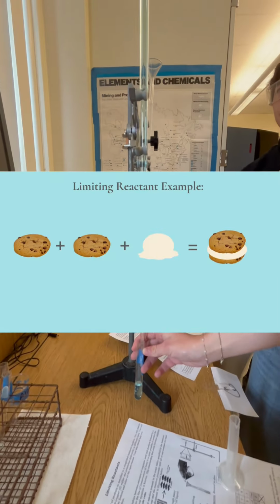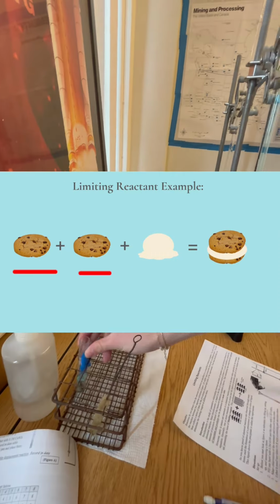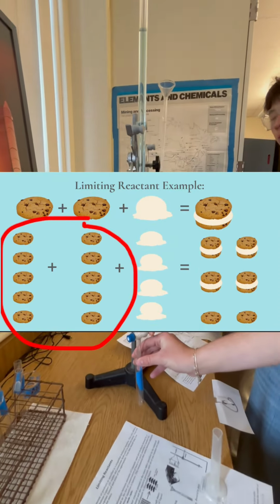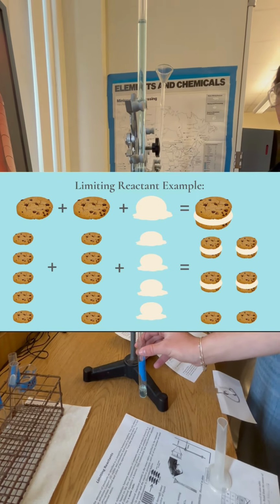For example, for every ice cream sandwich, you need 1 ice cream scoop and 2 cookies. In this theory, if you have 4 ice cream scoops and 10 cookies, you will have 2 cookies left, making the ice cream the limiting reactant.